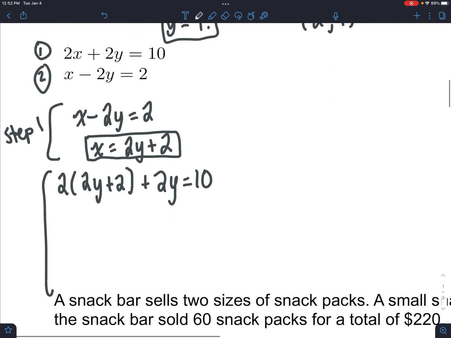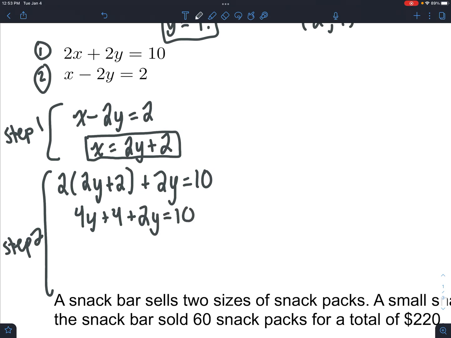And now I'm doing step 2, which again involves a little bit of algebra. It looks like I'm going to be solving for y. And there you have it.